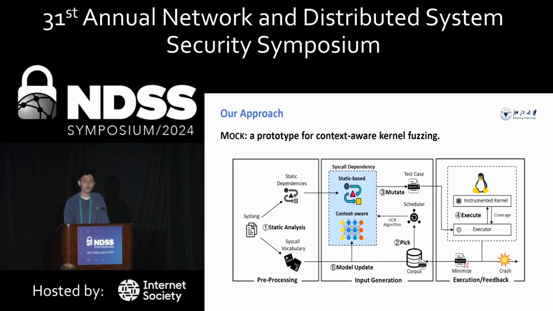To address the challenge, we propose a context-aware dependency-guided kernel fuzzer named MOCK. We design a neural network model to capture the context-aware dependencies without a pre-prepared training set. It explores the generation and mutation of test cases under the guidance of syscall dependencies, enhancing the quality of test case generation. Moreover, we introduce a mutation strategy scheduling mechanism based on a multi-armed bandit algorithm to adaptively balance exploration and exploitation. This is the overview of MOCK.